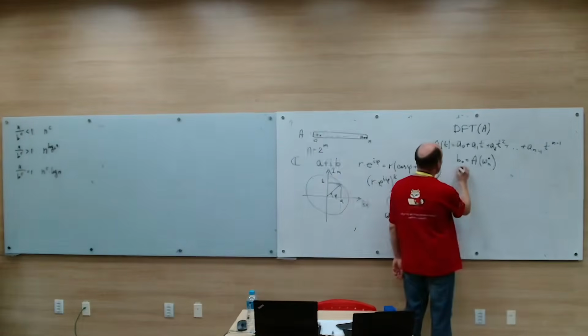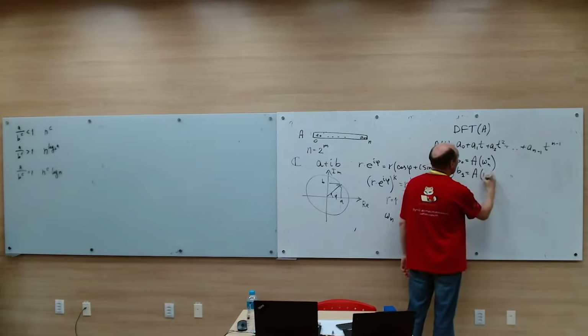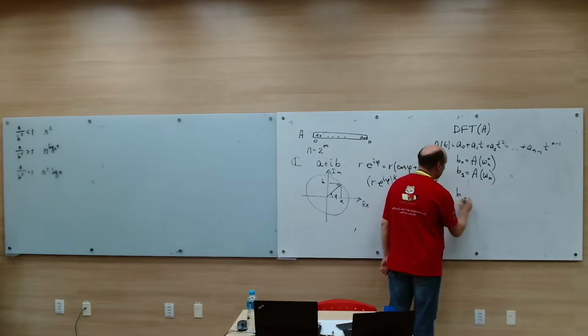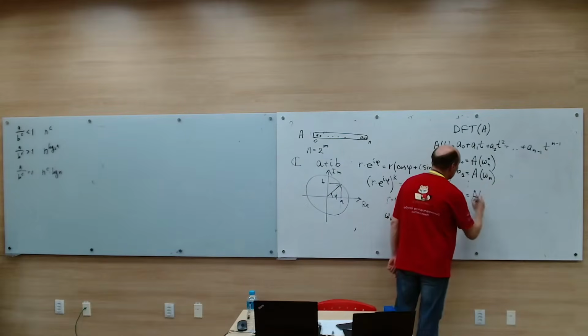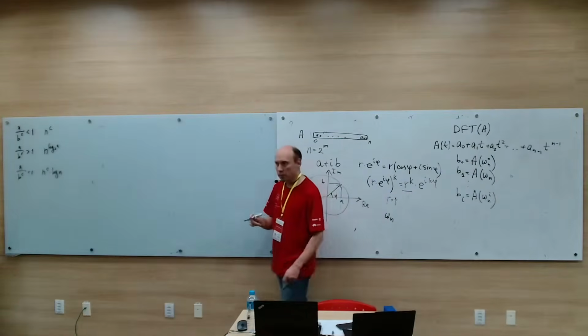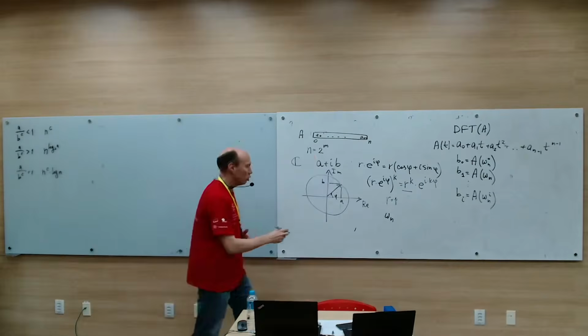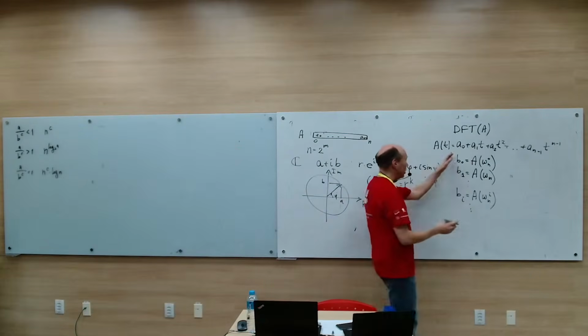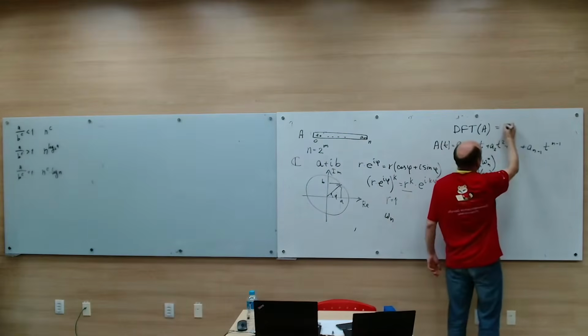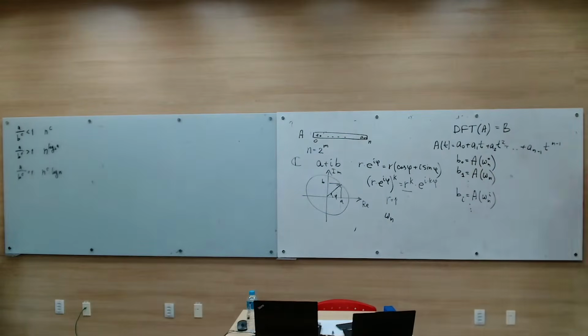Yeah? So B1 will be A of omega n. And so on. So B with the index of i will be A applied to omega n to the power of i. Like this. And so on. So this will get us the new array B. And that array is called the unnormalized, actually, discrete Fourier transform of A.